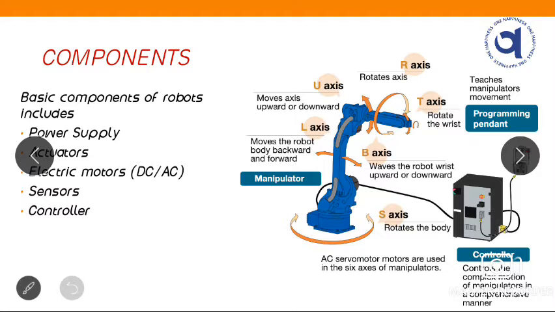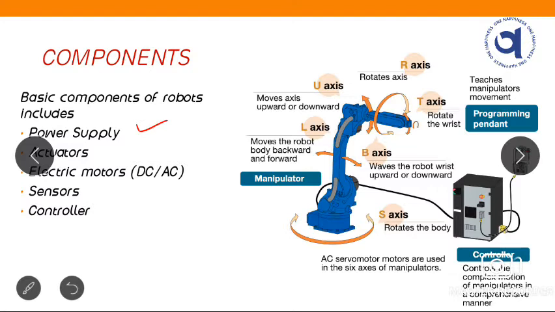Now let's see the basic components of robots. There are many components, but let's see some important components without which a robot cannot perform any task. First of all, the power supply. Obviously, the power supply is very important. Without that, the robot cannot move.